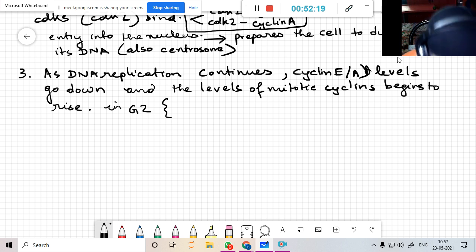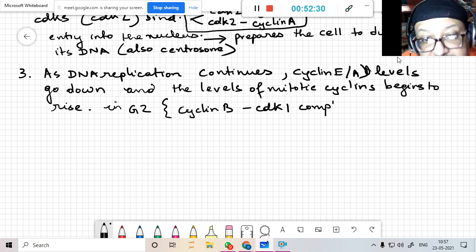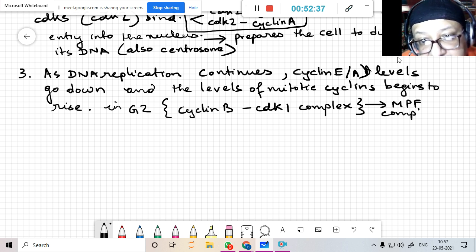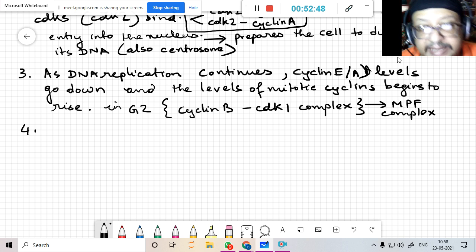So what are these things? Cyclin B, CDK1 complex. This is also known as the MPF complex. In the next step, there is translocation; this happens in the cytoplasm. Now it again goes into the nucleus.